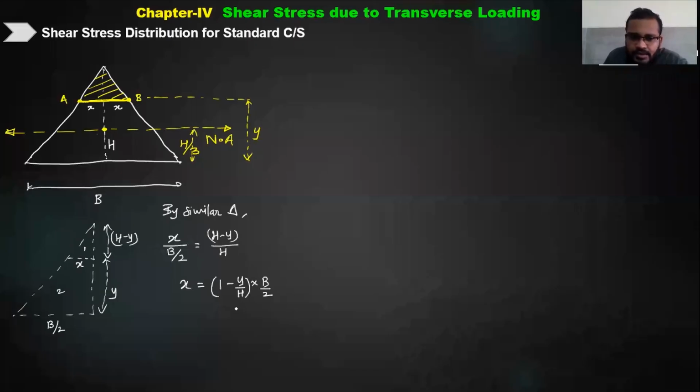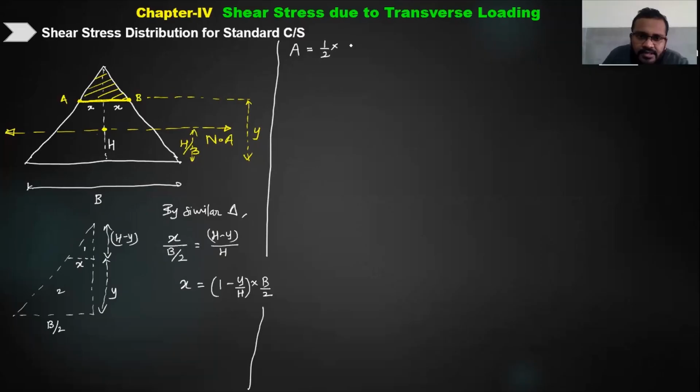This is your x. Now let us try to solve for the requirements. So what will be the area of that hatched section? The area will be half into base. Base is itself 2x, into height. Height is h minus y. So if I substitute, 2 gets cancelled. What is x? x is 1 minus y by h into b by 2, into h minus y.